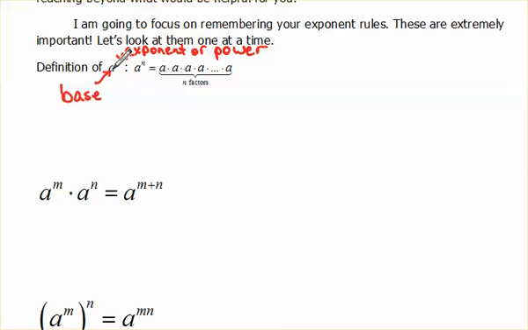Anything raised to a power represents multiplying that base by itself however many times the exponent says. So for instance, if I had 2 to the third, that means we're going to take this base of 2 and multiply it by itself 3 times. It doesn't mean 2 times 3, it means 2 times 2 times 2, which is 8. That's a whole different thing. So this is the meaning of exponents.